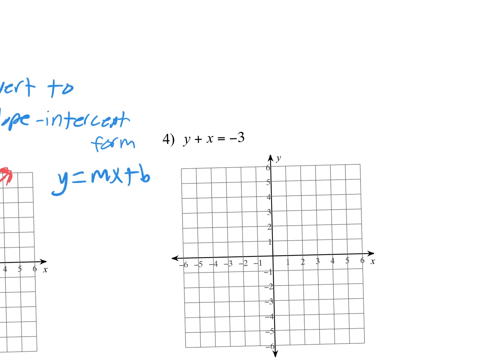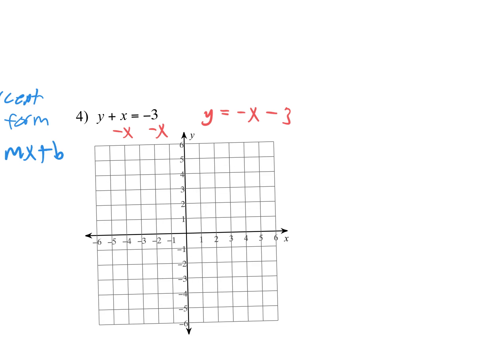We have y plus x equals -3. Again, you always want to convert it to slope-intercept form. So how do we want to get that y by itself? Okay, subtract x on both sides, good. So we get y equals -x minus 3. All right, what is your slope? And what's your y-intercept?